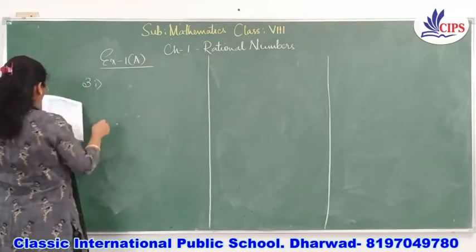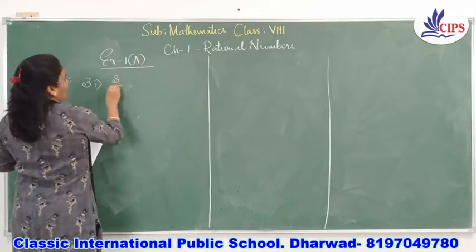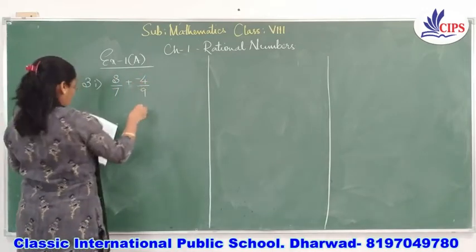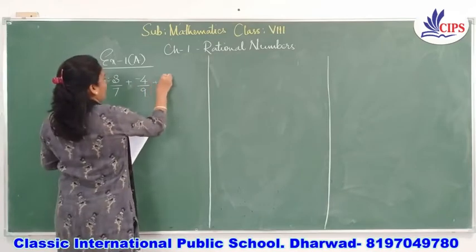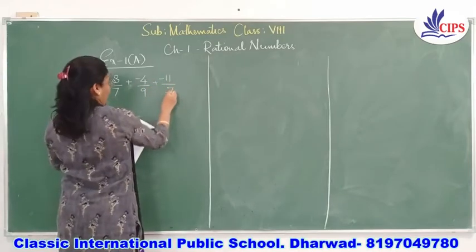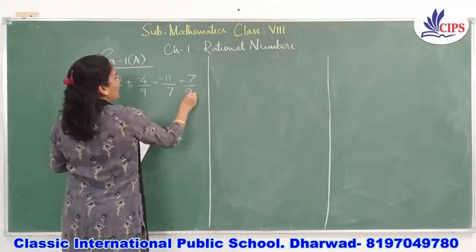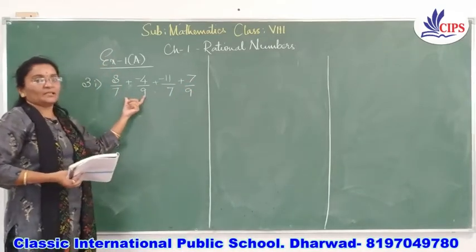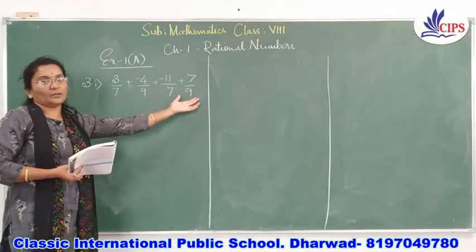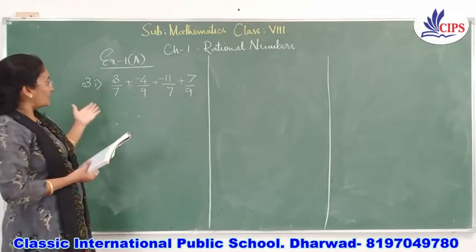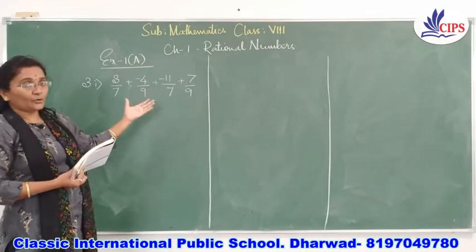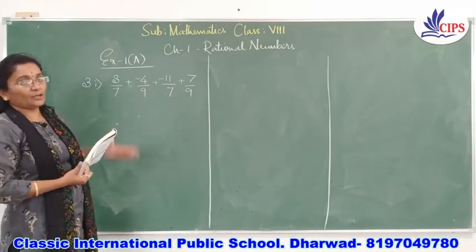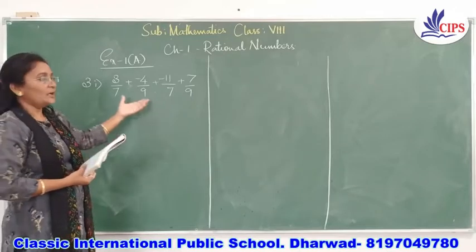Third main, first one, we have got the numbers 3 by 7 plus minus 4 by 9 minus 11 by 7 plus 7 by 9. In the previous class we were adding only 2 numbers, but here they have given you 4 numbers. But can you see some of the denominators are the same? What do you call the fractions when they have the same denominators? They are called like fractions. But we are not studying fractions, we are studying rational numbers.